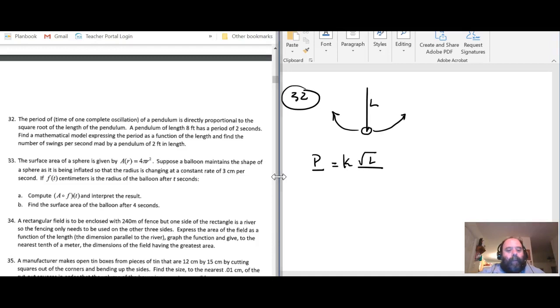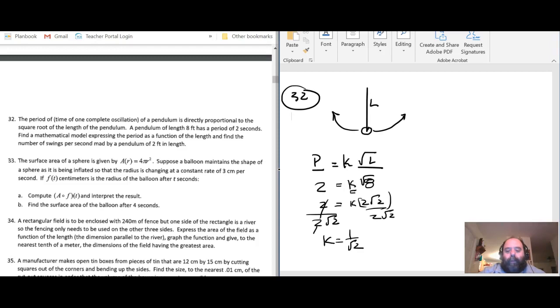So they give us an initial thing here. The pendulum that is 8 foot long, so that's a length, right, is going to have a period of 2 seconds. Okay, so this allows us to find the K. 2 is K, and this is like 2 radical 2, right? So we divide both sides by 2 radical 2. So K is equal to 1 over the square root of 2.